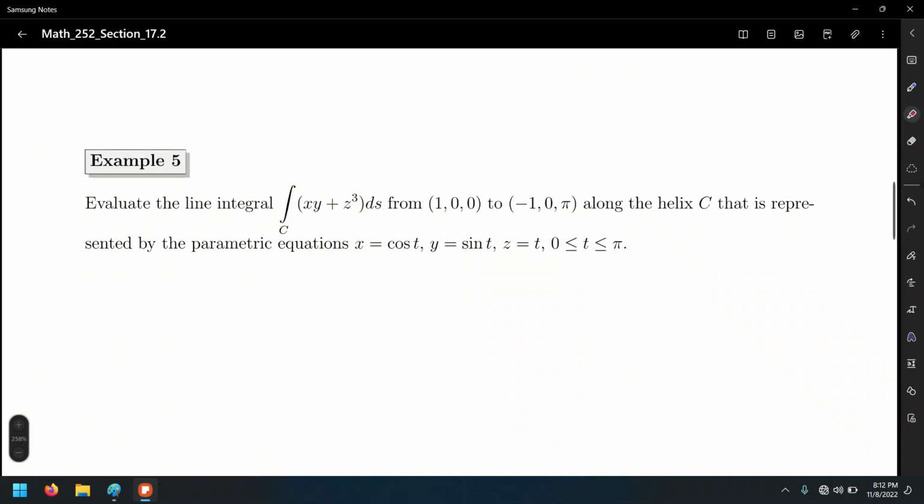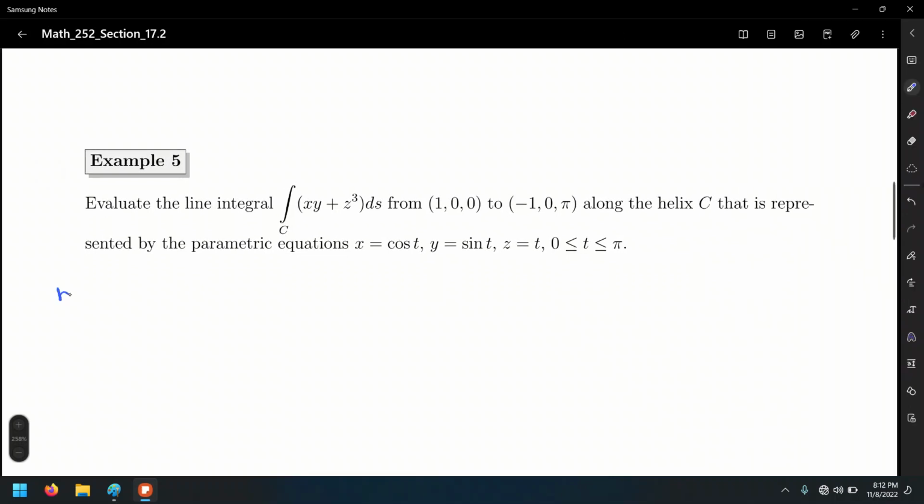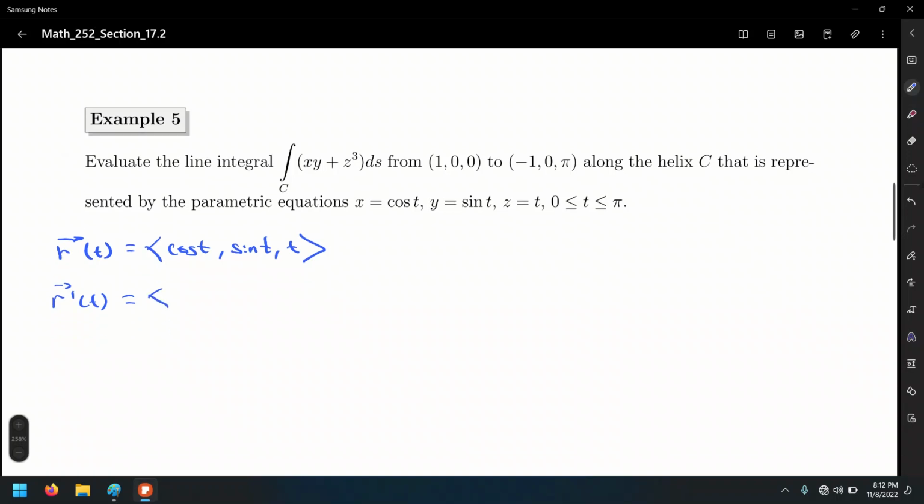Alright, so let's write down the set of parametric equations. So that's r of t, in vector form, cosine t, sine t, and t. And the derivative, because we need the derivative of the vector valued function to find the magnitude and replace the ds with that magnitude dt, is negative sine t, cosine t, comma 1.